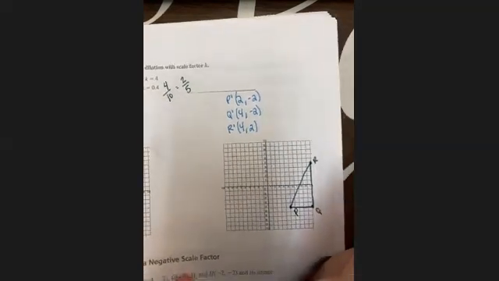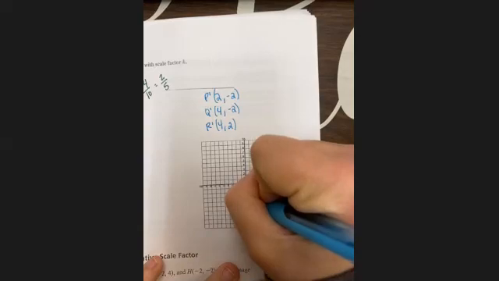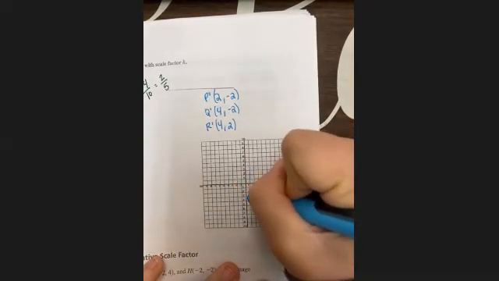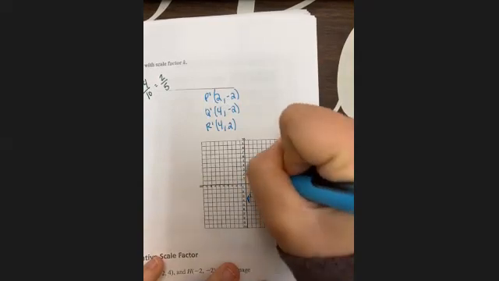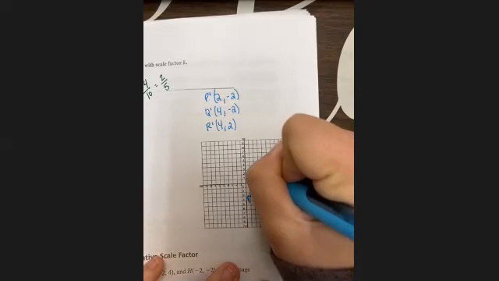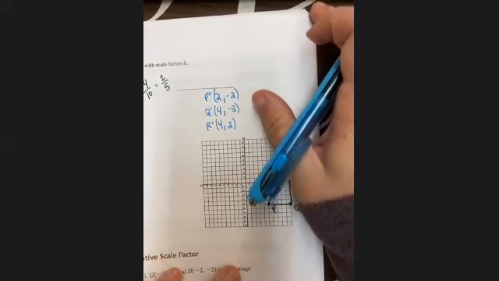All right, so then I'm going to go graph those. 2, -2 is P prime. Q prime is at 4, -2, and R prime is at 4, +2. Make sure you're labeling them with primes on the second one, okay?